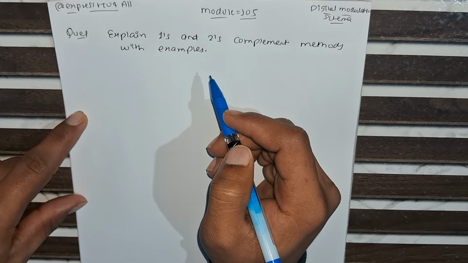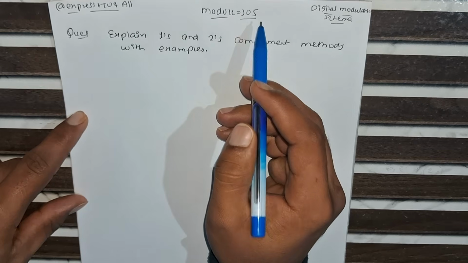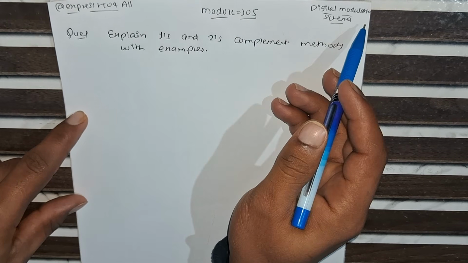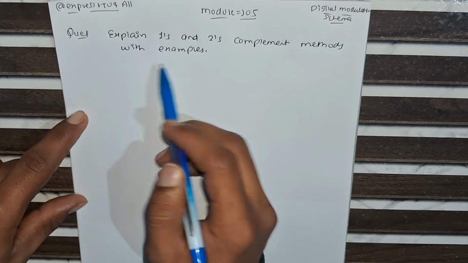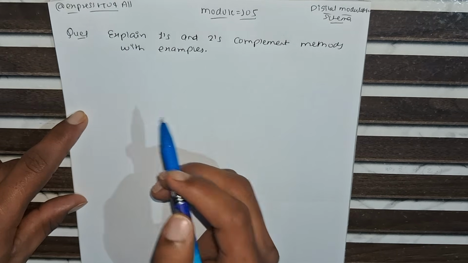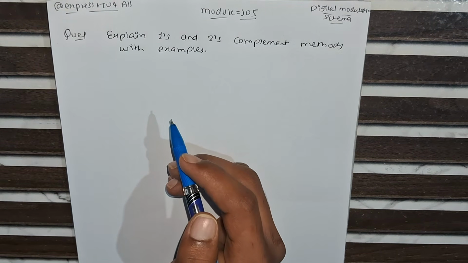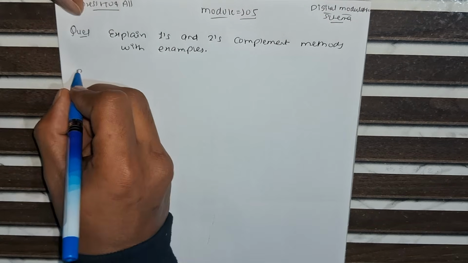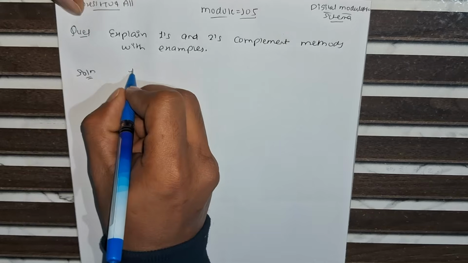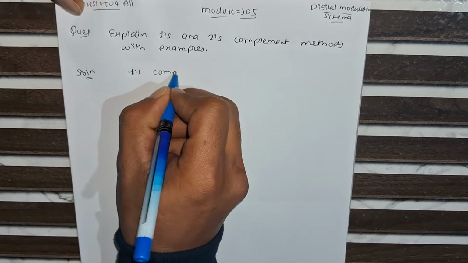In this video, we are going to solve a very important problem from Module 5, Digital Modulation Schema. So the question is: explain 1's and 2's complement method with example. So first understand what is 1's complement. 1's complement of binary numbers is obtained by changing 0 to 1 and 1 to 0. So this is the solution, 1's complement.